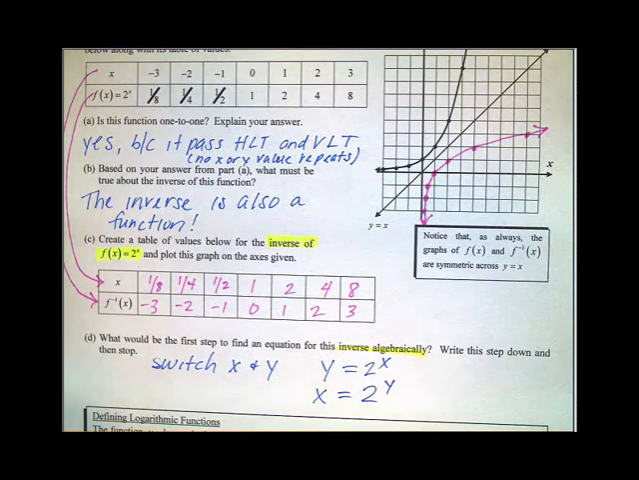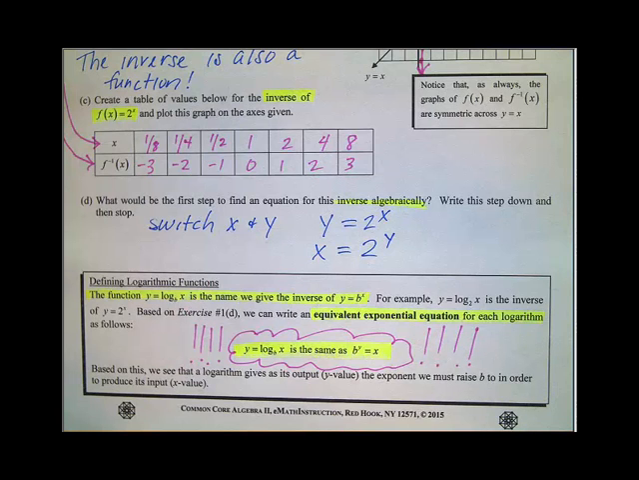Go ahead and pause this video. Make sure you're okay with what we've done so far and read the box at the bottom. So the things I highlighted: the function y equals log base b of x is the name we give the inverse of y equals b to the x. Notice how I said that. Y equals log base b, so little b, and that's called a subscript, of x. For example, y equals log base 2 of x is the inverse of y equals 2 to the x.